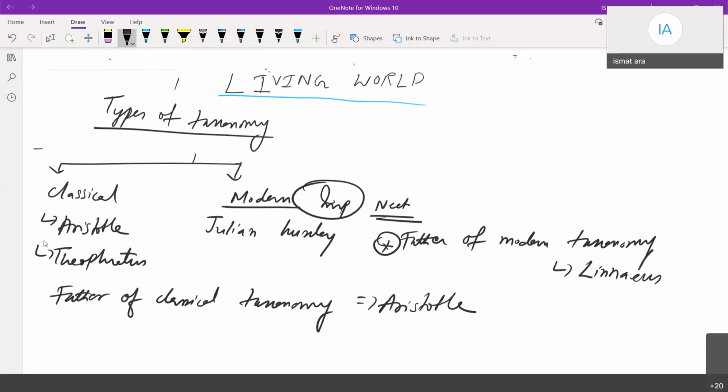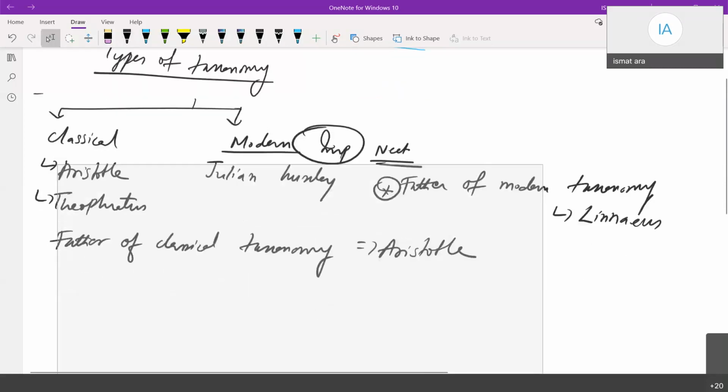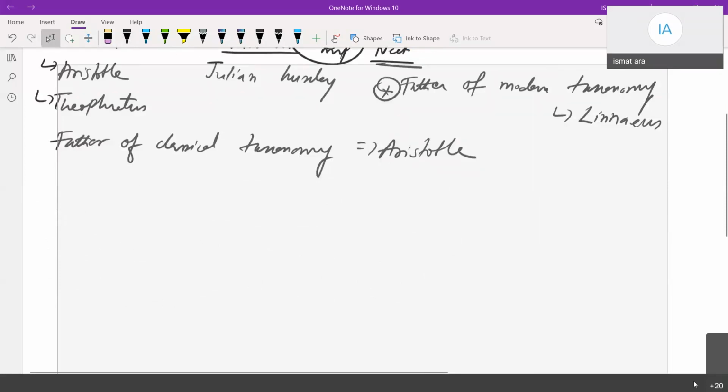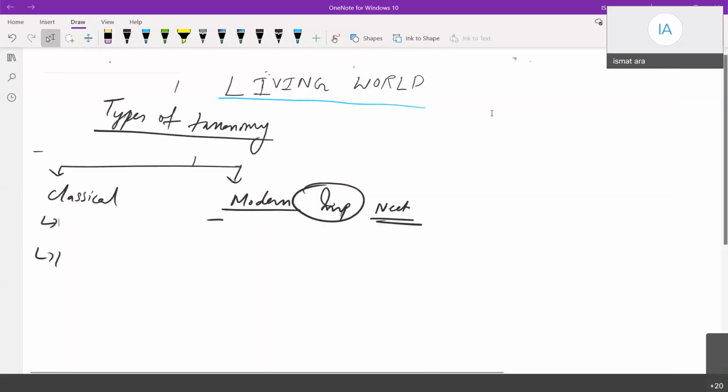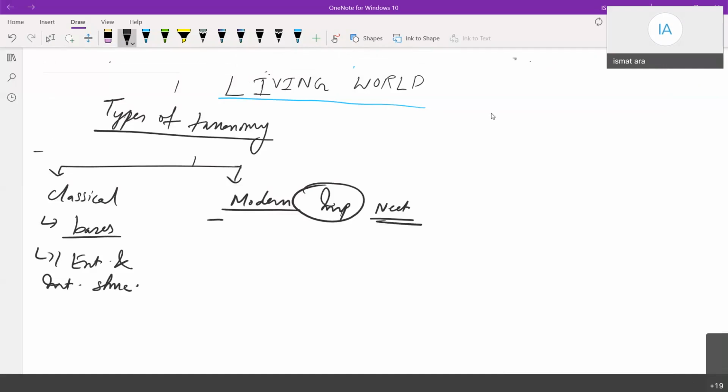So, let us give you some example of the basis. What are the bases? Suppose here the bases of classical taxonomy are external and internal structure, as well as evolutionary study. Which external and internal structure, which morphological features are you taking? Root, stem, and leaf.